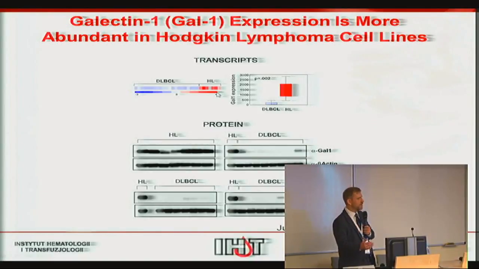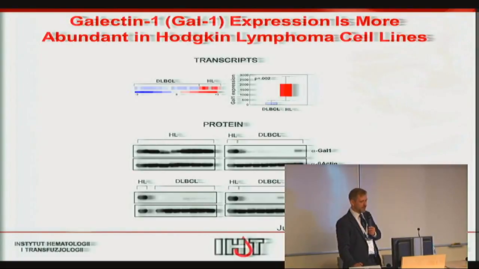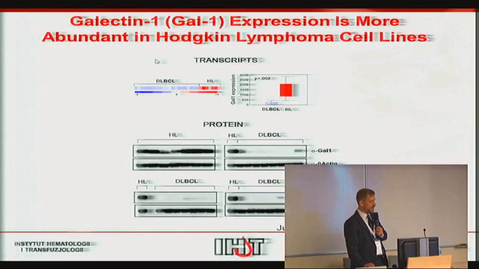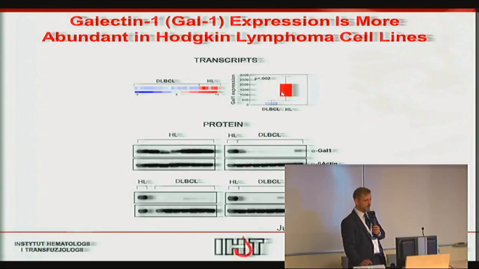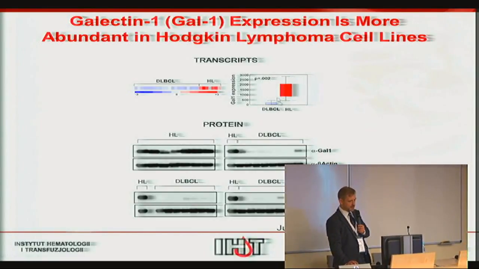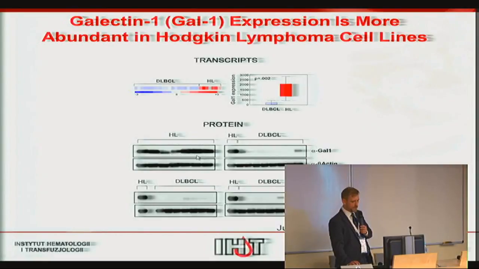And we were specifically looking for molecules that can be involved in immune modulation. And we identified galectin-1, which is an immunomodulatory protein that was markedly overrepresented in Hodgkin lymphoma cell lines. So there was about 25-fold overexpression at the mRNA level in Hodgkin lymphoma cell lines, but as you can see here at the bottom, in the Western blots, it was also overexpressed at the protein level. There was abundant expression in Hodgkin lymphoma cell lines here in the upper left, whereas in the diffuse large B-cell lymphoma the expression was low or even undetectable.